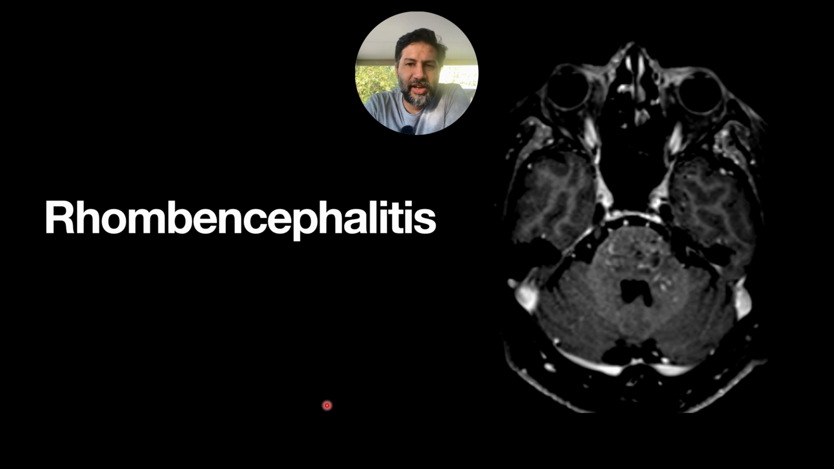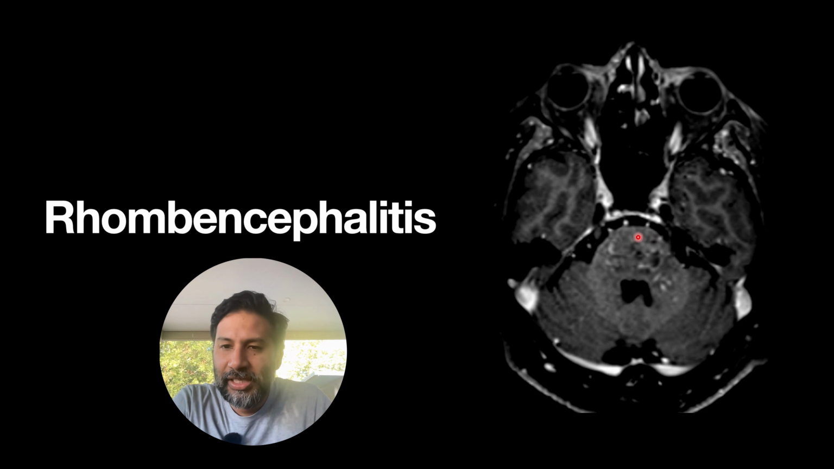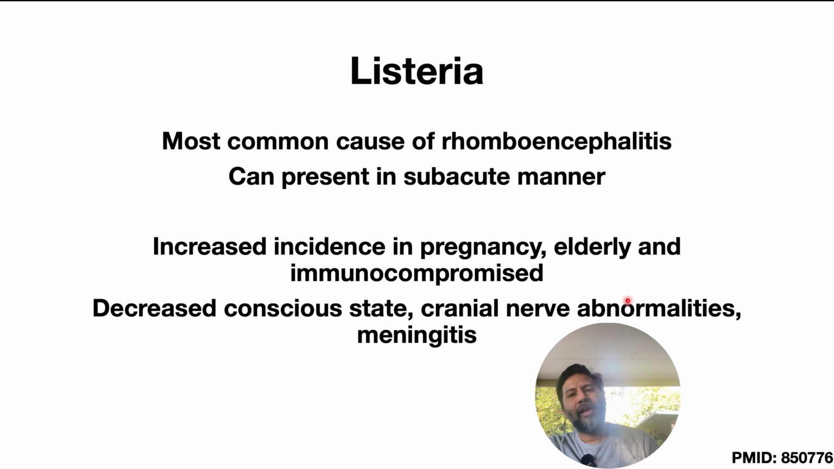Okay, Rhombencephalitis. So the most common cause of Rhombencephalitis, which is a brainstem encephalitis. You can see here in the brainstem, this was a patient of mine with these little cystic, inflammatory, microabscess-like lesions. The number one cause is Listeria, okay? Listeria has a huge propensity for the brainstem, and it can present in a subacute manner, so it doesn't have to come like that. Usually in patients who are immunocompromised, pregnant, elderly, but it can absolutely occur in immunocompetent patients as well.